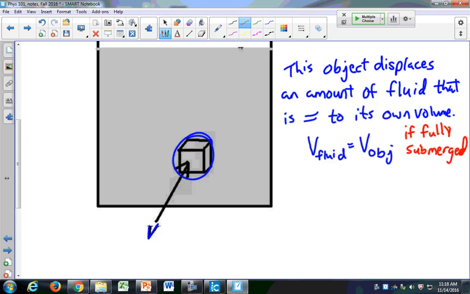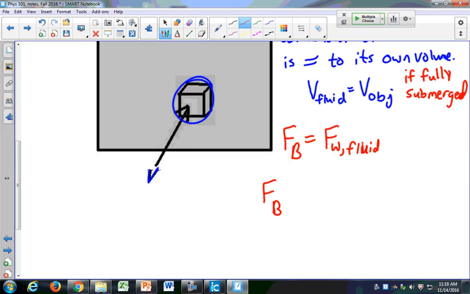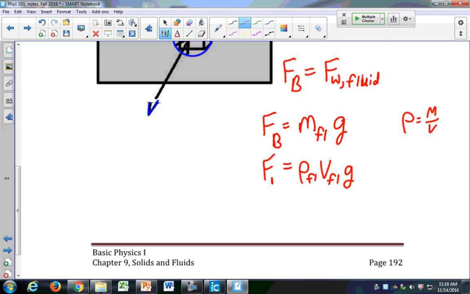Now, the weight of the displaced fluid, this is what Archimedes' principle says, that the buoyant force equals the weight of the fluid that is displaced. So we can calculate that F_B is equal to the mass of the fluid times g, and the mass of the fluid is equal to, remember our density definition, mass over volume. Our mass of the fluid is equal to the density of the fluid times the volume of the fluid, times g. That's our buoyant force. But look, the volume of the fluid is equal to what?